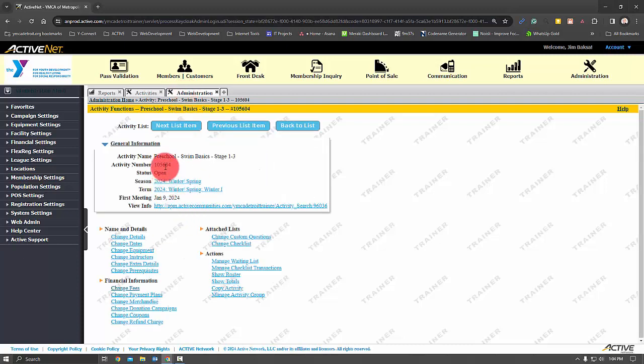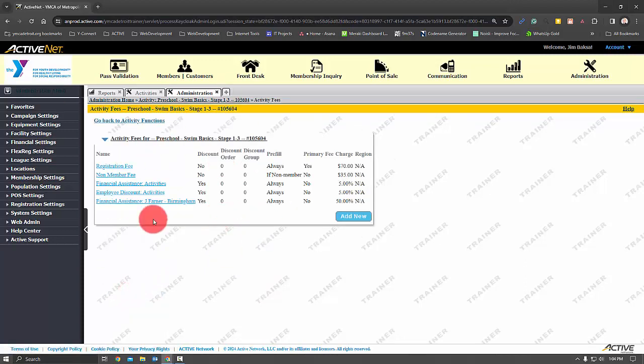So if I look at these current swim basics and I look at the fees here, now, I'm not saying these are right, so don't look at these and say I need to replicate like this, because I'm sure the majority of this is right, but there's also probably part of this that's not correct.